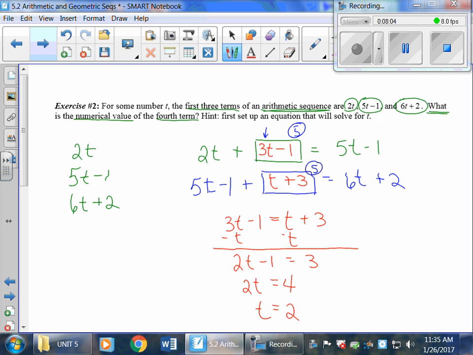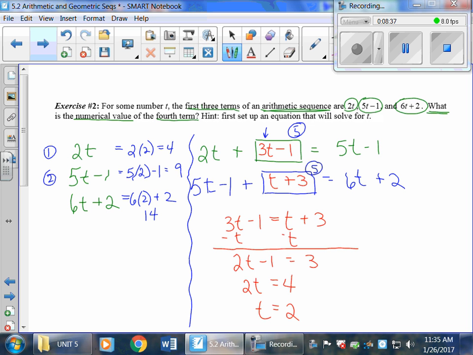You could come back here and put your t's in, because this is going to be 2 times 2, which is 4. This is going to be 5 times 2 minus 1, which is 10 minus 1, which is 9. And this is 6 times 2 is 12, plus 2 is 14. If you look, I did add 5 each time, and they're asking us for the fourth term. This is the first term, the second term, the third term, and the fourth term would be the previous term plus 5, which would be 19.